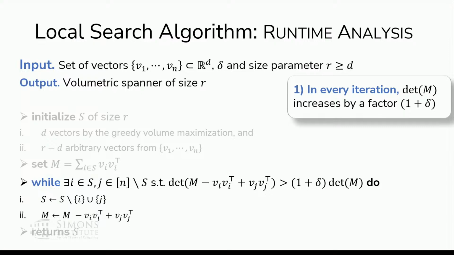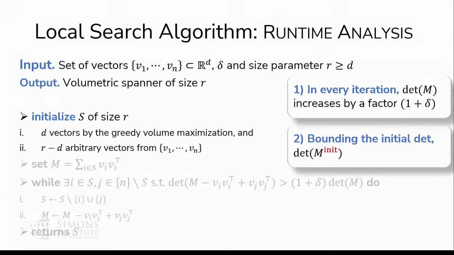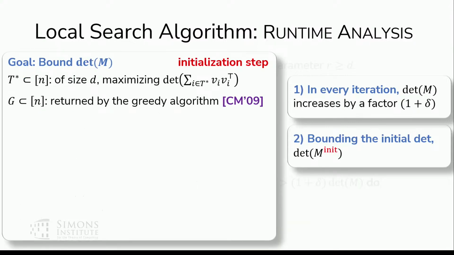OK, so for the runtime analysis, what I'm going to do is keep track of the determinant of M. I show that initially it has a good value. At each step, I'm increasing it by a constant factor, and the optimal value cannot be too large. That's the plan. So in each iteration, I make sure that it's increased by a factor of 1 plus delta. That's simple. So I need to bound the initial determinant: why initially I get something reasonable, at least for my purpose. And that actually comes from the guarantee of the greedy algorithm.